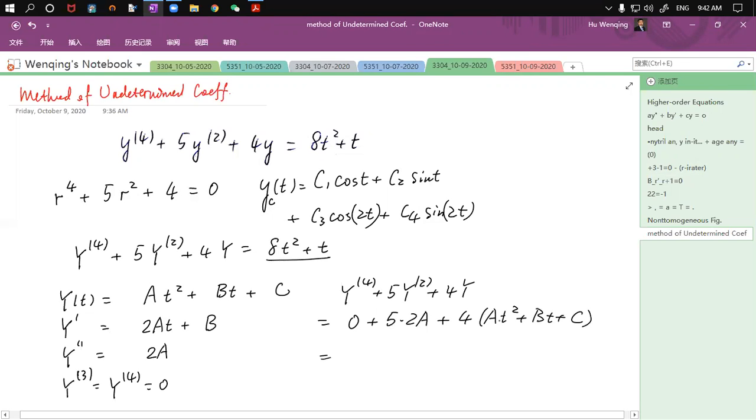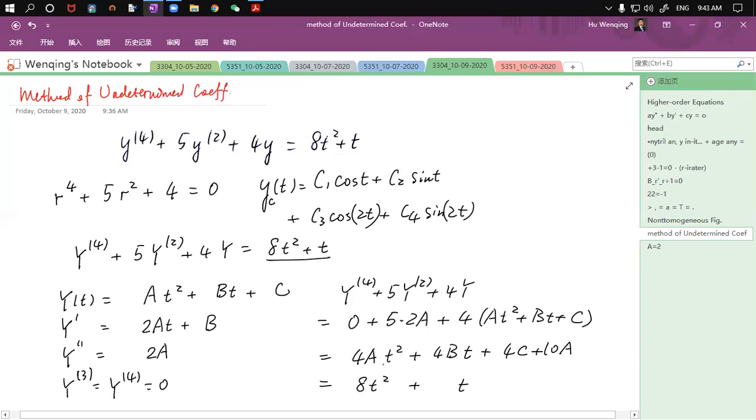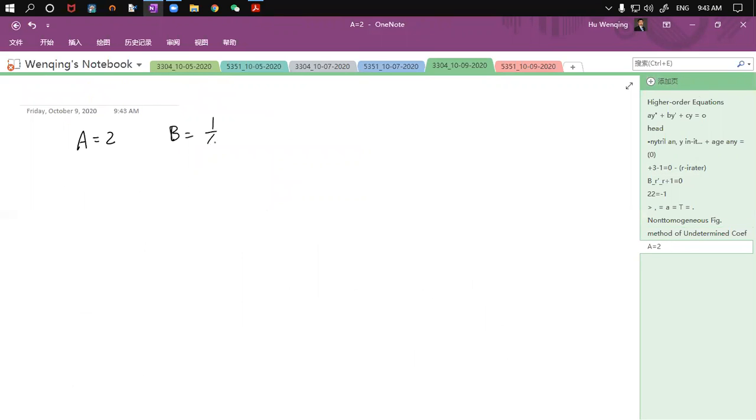Now, once you have this, you're going to have 4a of t squared plus 4b of t plus 4c plus 10a. That's going to be the polynomial, and this polynomial equals 8t squared plus t, and there's 0 as the constant. From here, you're going to be able to solve for a, b, and c. Basically, a is equal to 2 because 4a is 8, and 4b is 1, so b is equal to 1 over 4.